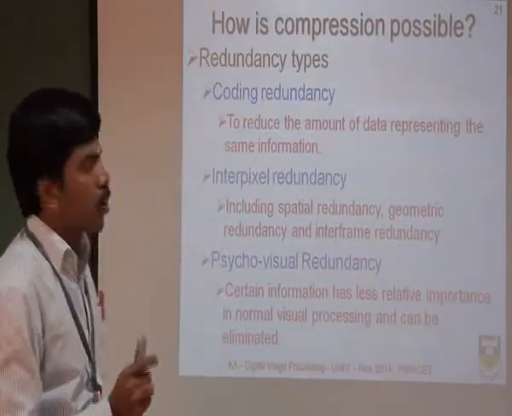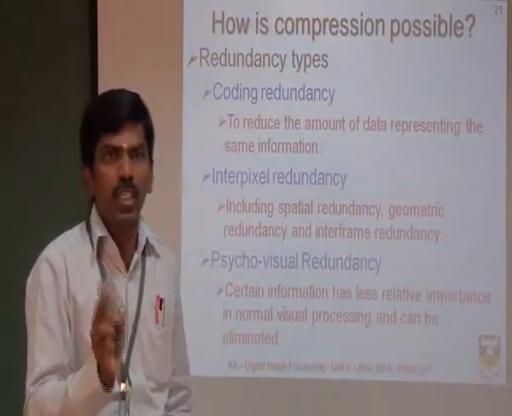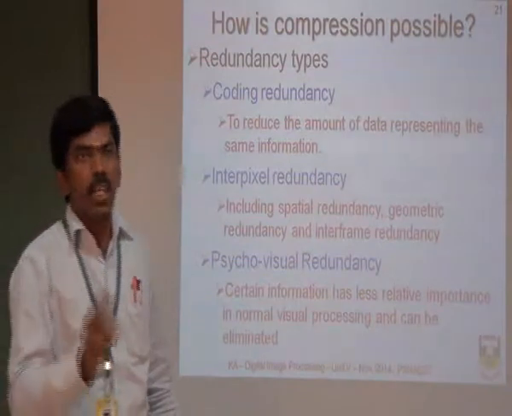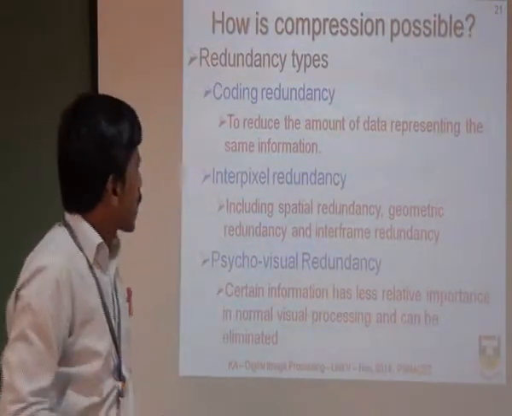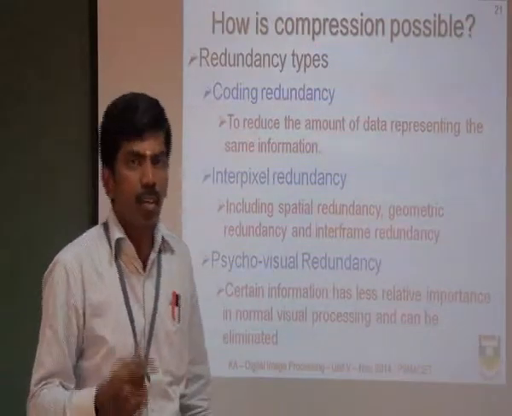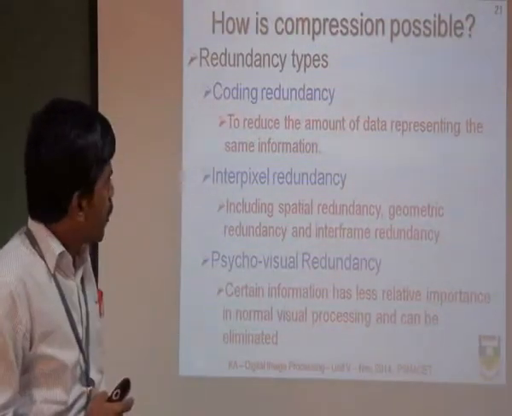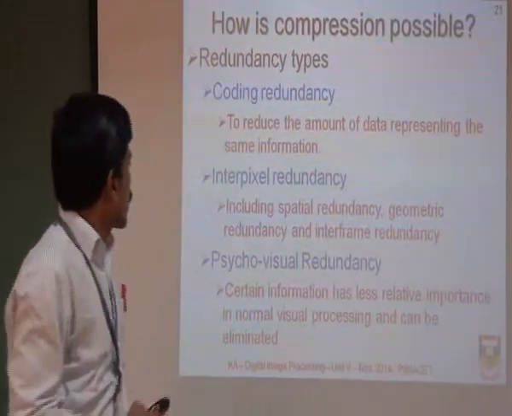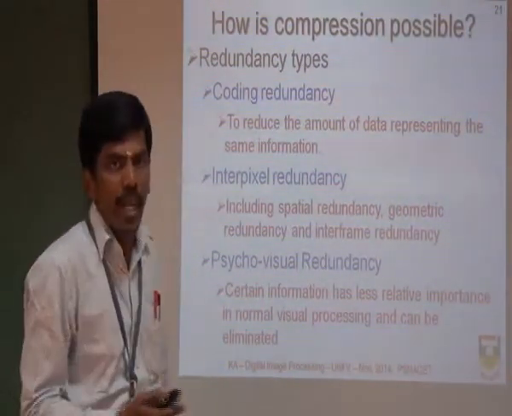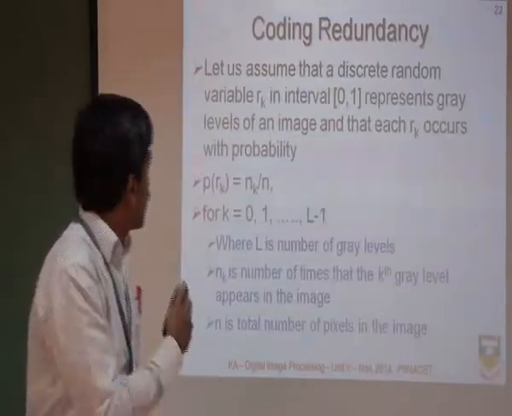Interpixel redundancy comes from neighboring pixels, the correlation between pixels. It has different types, including spatial redundancy, geometrical redundancy, and also interframe redundancy. Psychovisual redundancy is where certain information has less relative importance for the eye's vision system, so in normal visual processing we can eliminate it.